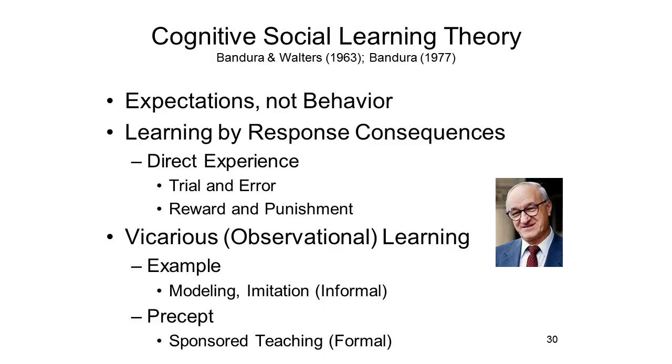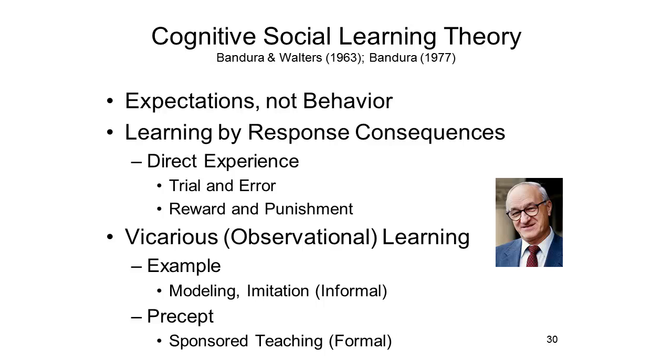Bandura's version of social learning theory is called a cognitive social learning theory because, whereas Miller and Dollard thought that humans were learning behaviors through social learning processes, Bandura understood that what they were really doing is acquiring knowledge in the form of expectations.